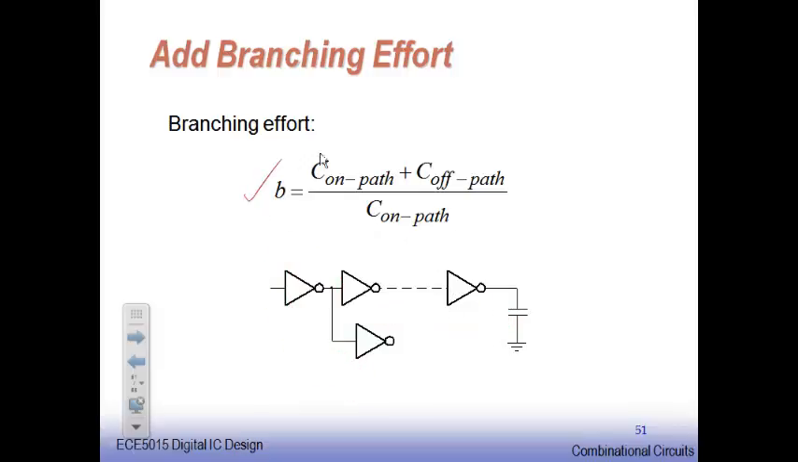So the branching effort, how do I define it? It is its own path, the C on-path, plus the other paths that I have, off-path, divided by the C on-path. This is what is going to be the branching effort. Now, the more number of branches I have, the more the B value will be. If I have a larger B value, I have got to size up my devices accordingly, whether I consider an inverter or any complex gate.